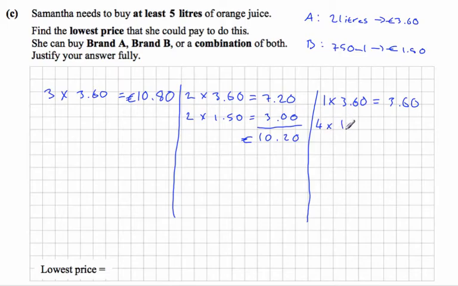4 of brand B, so 4 by 150. And 4 times 150 is 6. So if we add that to the 360 above, we get 960. And that's definitely cheaper than these 2. So 960 would be the best combination and the lowest price.